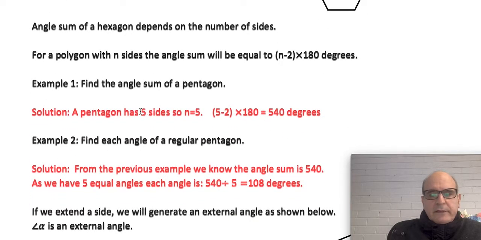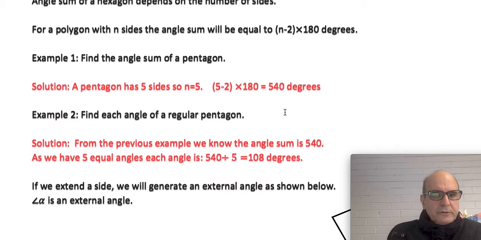Let's look at an example. Find the angle sum of a pentagon. So we know a pentagon has got 5 sides. So all I need to do in this formula is replace n with 5. So then comes bracket 5 minus 2 close bracket times 180. 5 minus 2 is 3. 3 times 180 is 540. So the angle sum of a pentagon is 540 degrees.